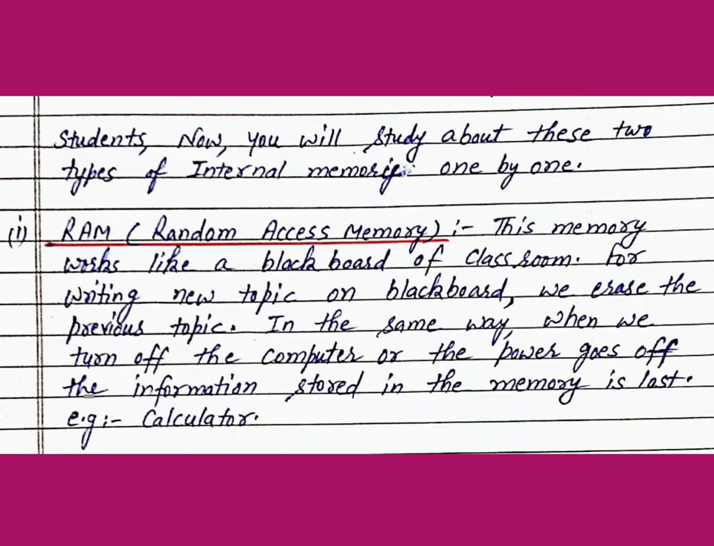Students, now you will study about these two types of internal memory one by one. RAM, random access memory. This memory works like a blackboard of classroom. For writing new topic on blackboard, we erase the previous topic. In the same way, when we turn off the computer or the power goes off, the information stored in the memory is lost. Example, calculator.